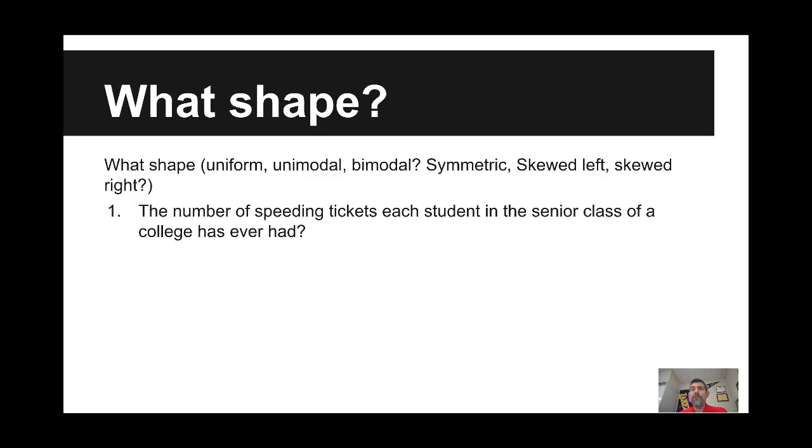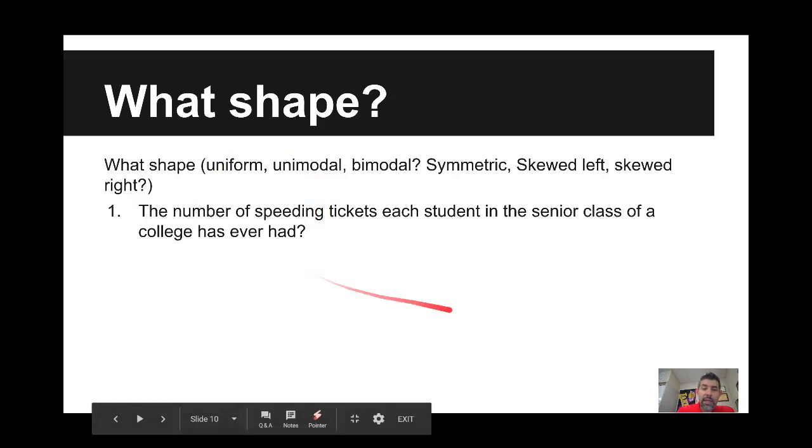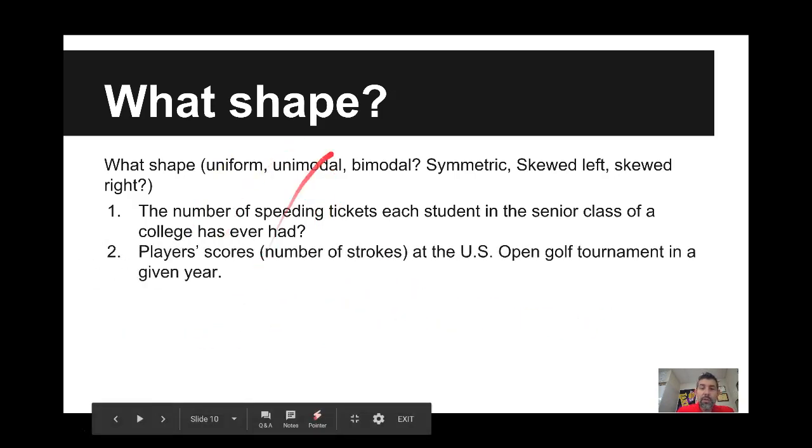And then you'll have a few with like 15, 10. Those are really bad drivers, speeding all the time. Those are going to have lots of speeding tickets. So you're going to have more on this side and less over here. And so you're going to have a skewed to the right distribution.